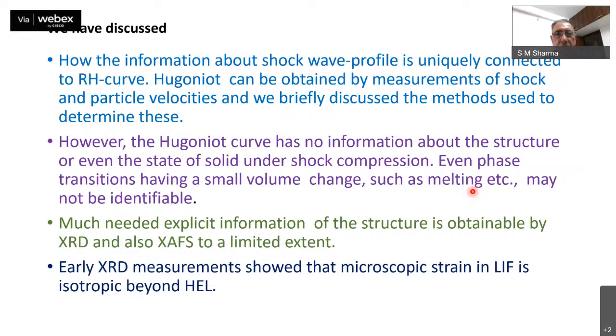However, the Hugoniot curve has no information about the structure or even the state of the solid under compression, and we will see in some of the issues that we'll discuss today. Even phase transitions, except when they have a large volume change, will not be observed. Specifically, the phase transitions which have small volume change, including melting, may not be identifiable if you look at the Hugoniot curve. It would not have any easily identifiable discontinuities or features.